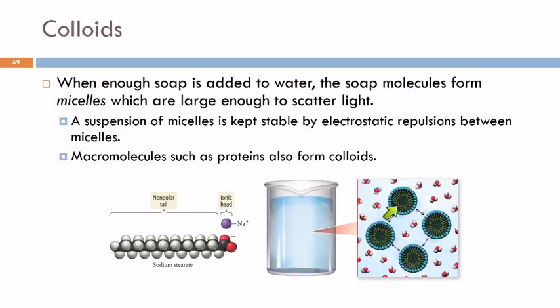These particles are the size of colloidal particles, and they are stable. They don't all clump together because there are electrostatic repulsions between the micelles. So we have this negative end of the ionic head, and that repels the other micelles. And so they'll typically form little micelles of a particular size.